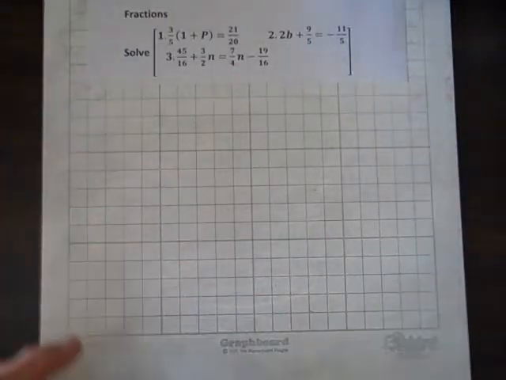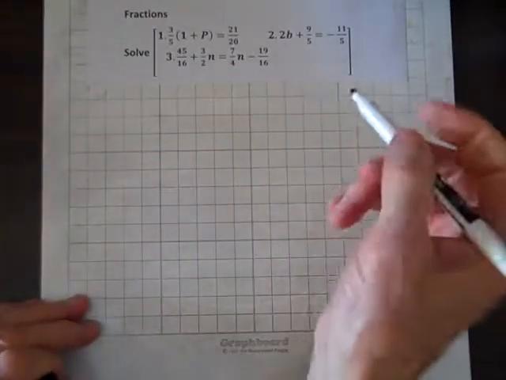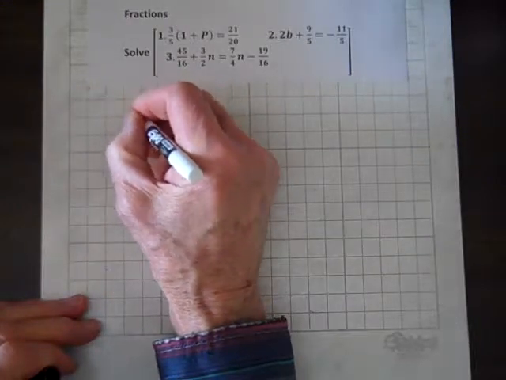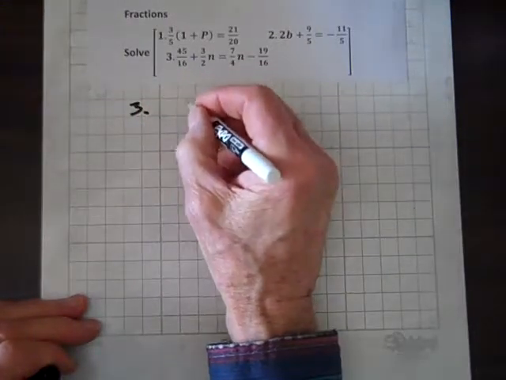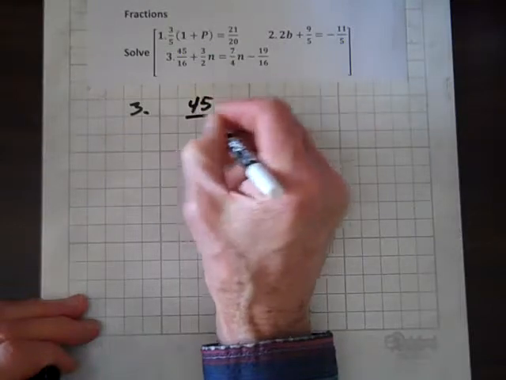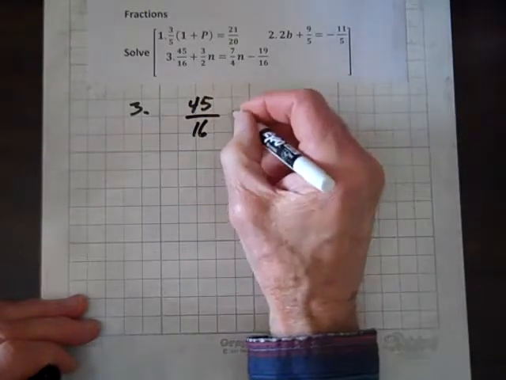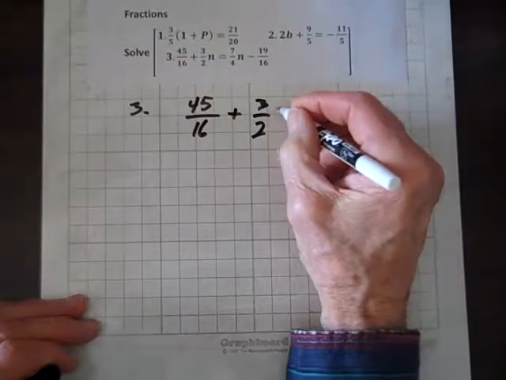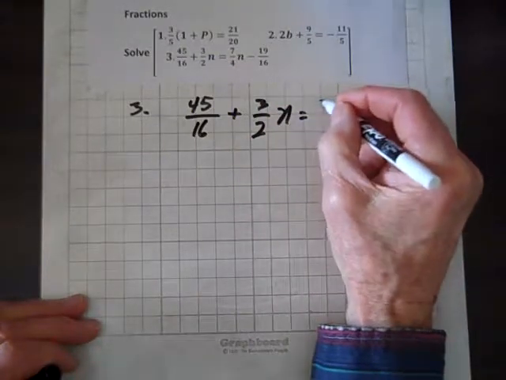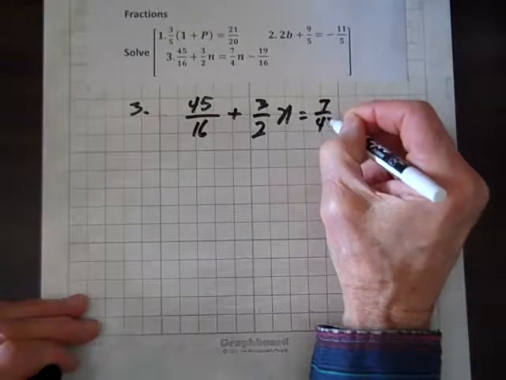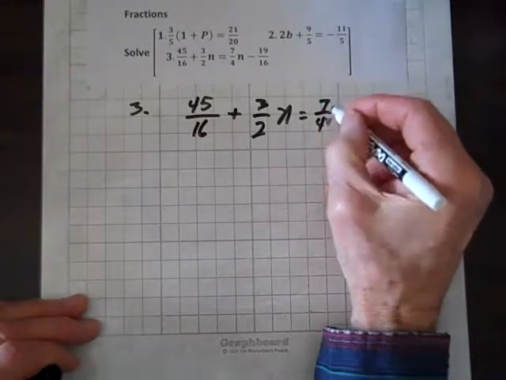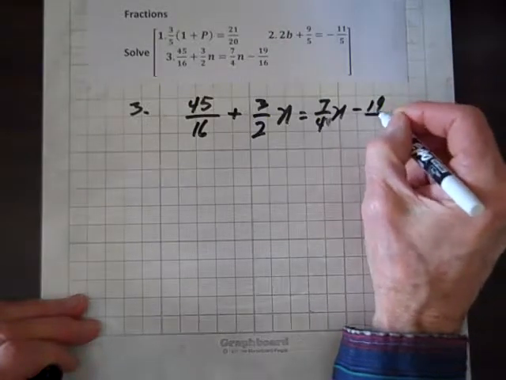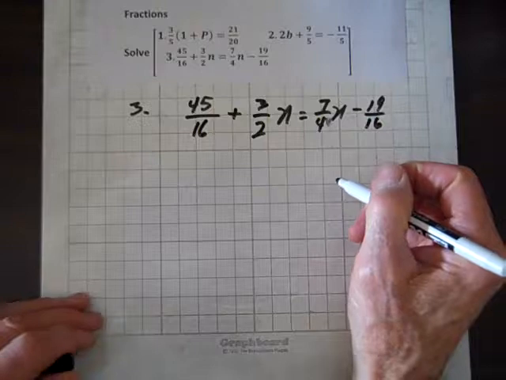Notice this multiplying by the reciprocal, we could divide by 2, but if we get used to understanding the power of the reciprocal, it will make future work easier. So that's why I do that. Number 3: 45 over 16 plus 3 over 2 n equals 7 over 4 n minus 19 over 16.